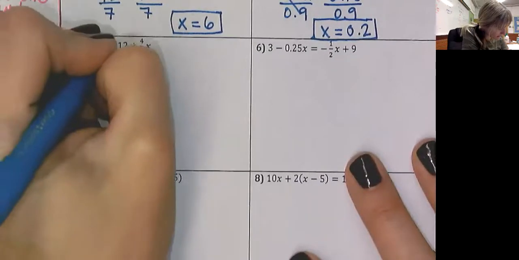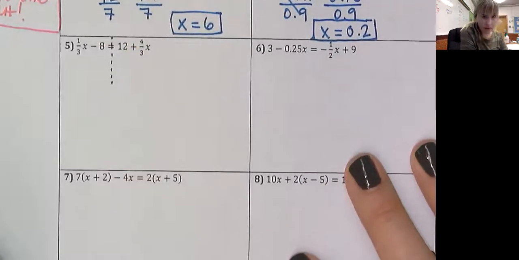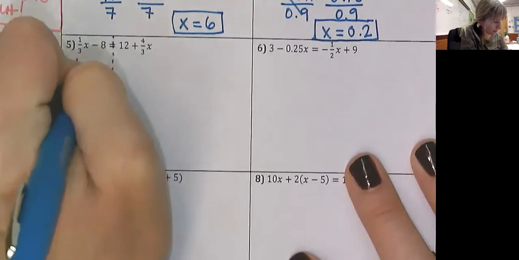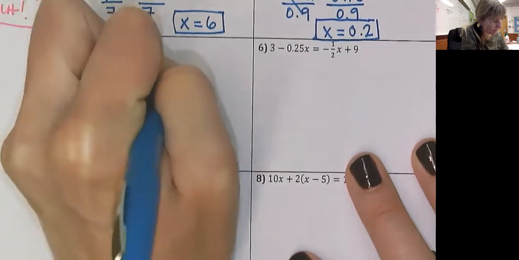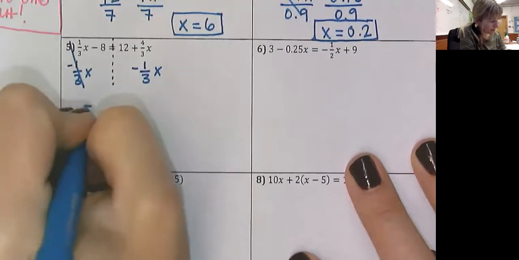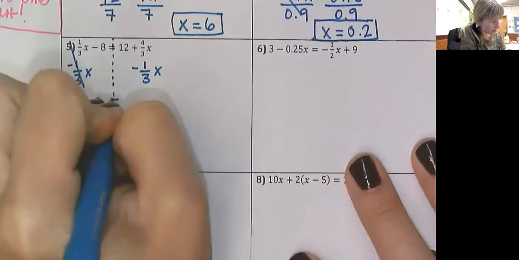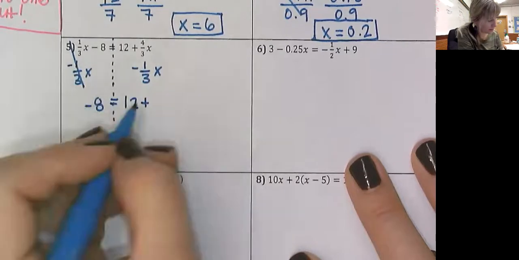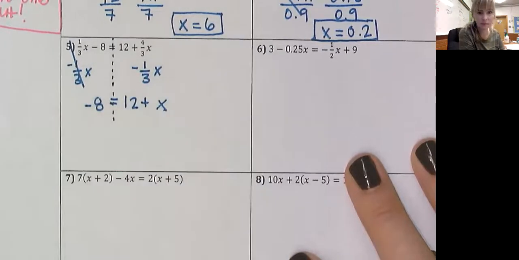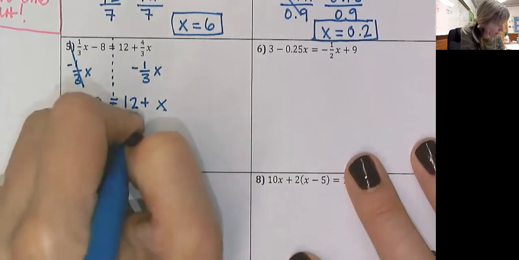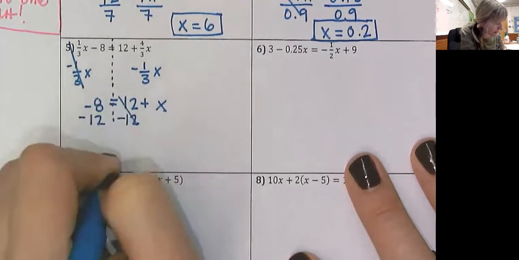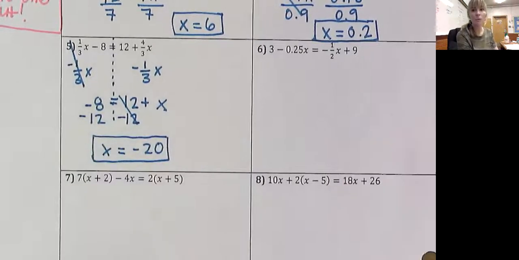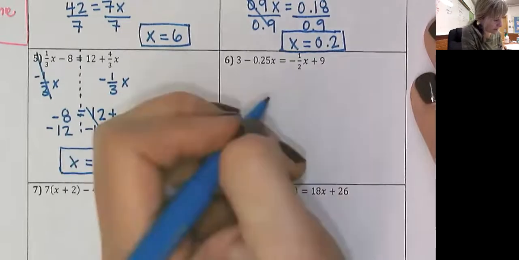Okay, let's see how you did. Variables on both sides. You might have done this differently than me, but I am going to zero out 1/3 x and 1/3 x. So now I have negative 8 equals 12 plus 4/3 minus 1/3 is 3/3, which is just 1x. That worked out nicely. Minus 12, minus 12, x equals negative 20. I'm just going to keep going. You keep watching and fixing any mistakes you might have made.